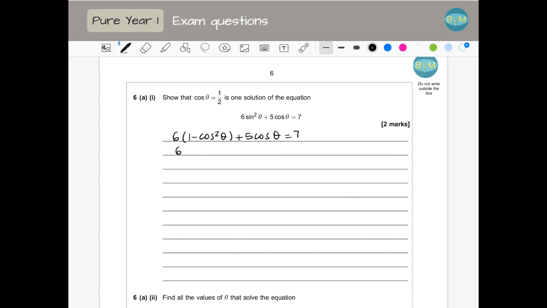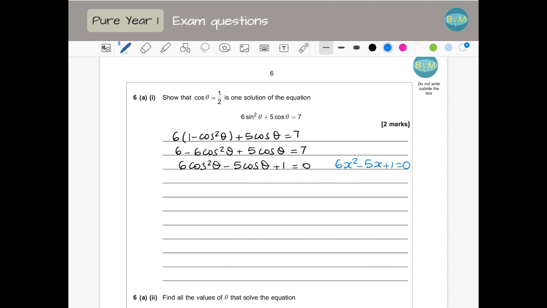We are expanding the bracket, so we have a quadratic equation because we have something in cos theta and something in cos squared. So let's rearrange in a nicer way. So we have 6 cos squared theta minus 5 cos theta, and 7 minus 6 is plus 1. So this is a quadratic. It's like having 6x squared minus 5x plus 1 equals 0.